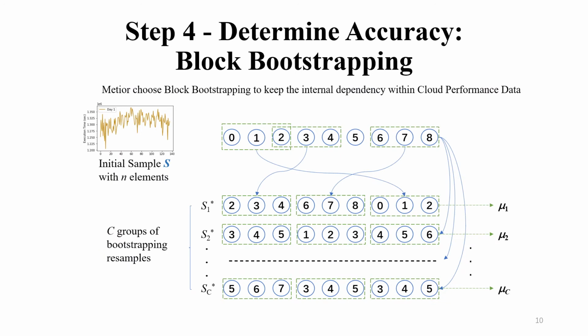In step 4, Mateer will determine the accuracy using block bootstrapping. First, we have the initial sample S with elements from the previous step. By applying block bootstrapping, we can generate C groups of block bootstrapping resamples. For each resample, we can easily calculate the single point estimate. In this example, we use mean performance as the target single point estimate. So we can easily obtain the mean performance from mu1 to mu-c.